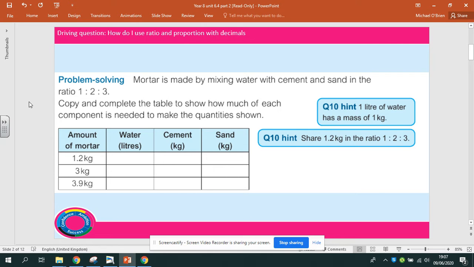Now, rather unusually, this next question is about how do I use it with decimals? We're going to work this one out as a class, so don't worry too much. Everything should be sensible. But we have one practical matter to contend with first. When we're looking at the amount of water, or the amount of mortar that we're making, for some reason we have cement in kilograms, sand in kilograms, and water in litres.